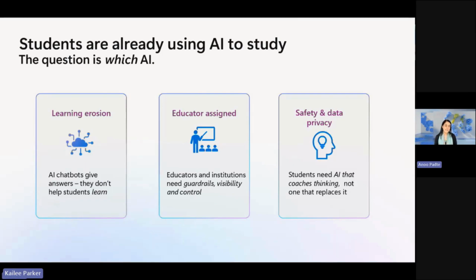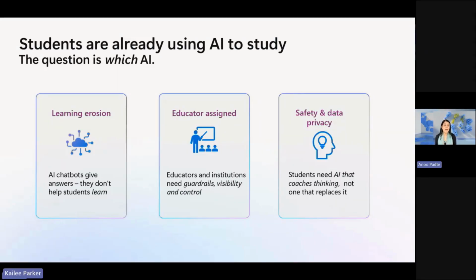The fact that students are using AI has brought up some really important questions, right? Are students using the right AI? Are they using AI to get answers? Or is the AI helping them learn? This has raised questions from educators about the need for them to have some visibility, some control, put some guardrails around that use of AI.